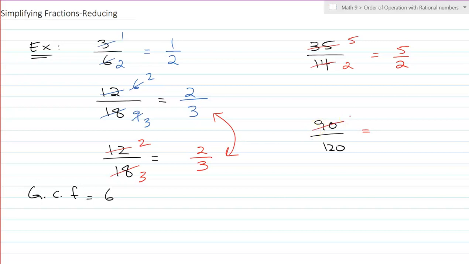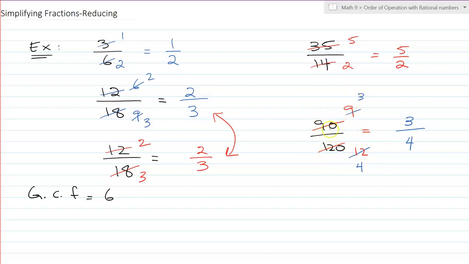10 goes into 90 9 times. 10 goes into 120 12 times. Are we done? No. You're going to continue. 9 and 12. What goes into both of these evenly? 3. 3 goes into 9 3 times. 3 goes into 12 4 times. So what do we have in the numerator? 3. The denominator, 4.